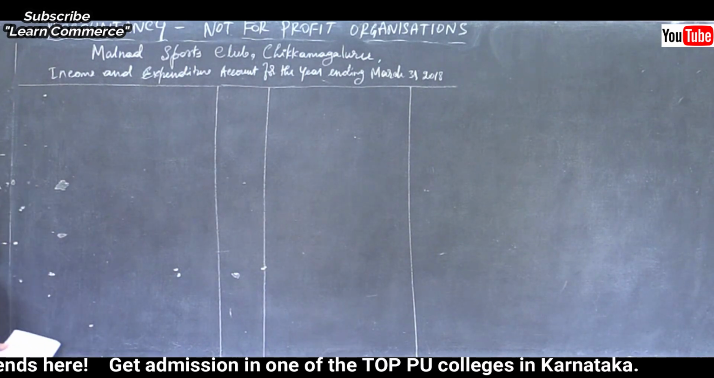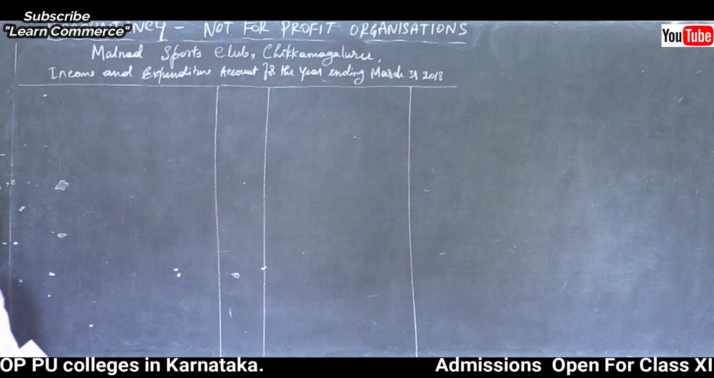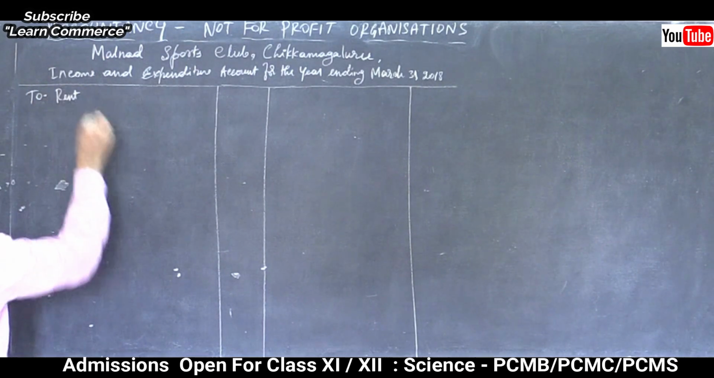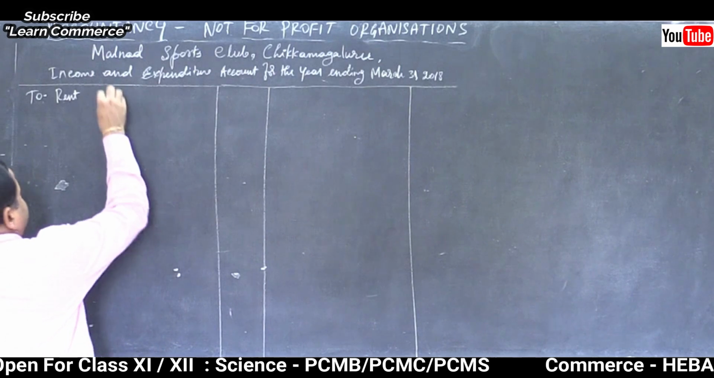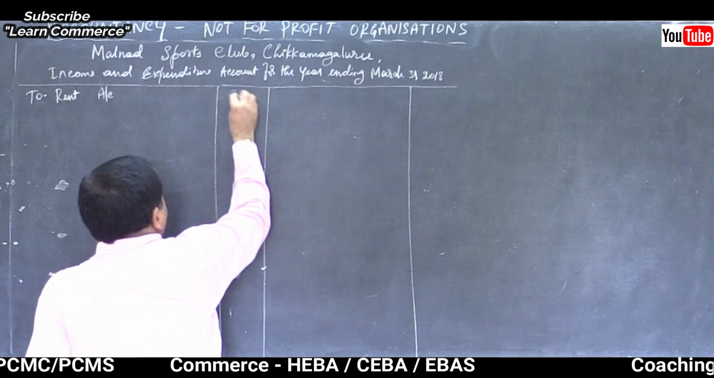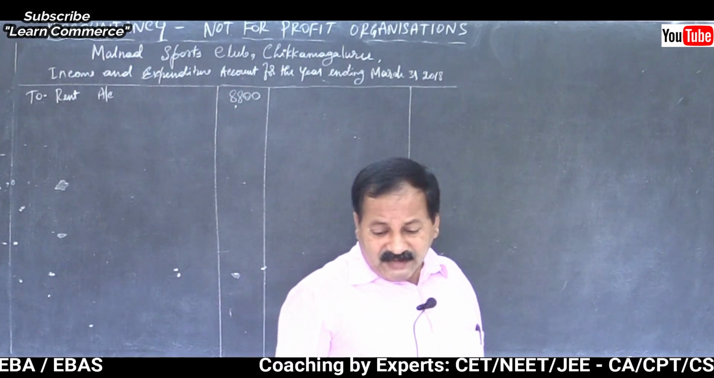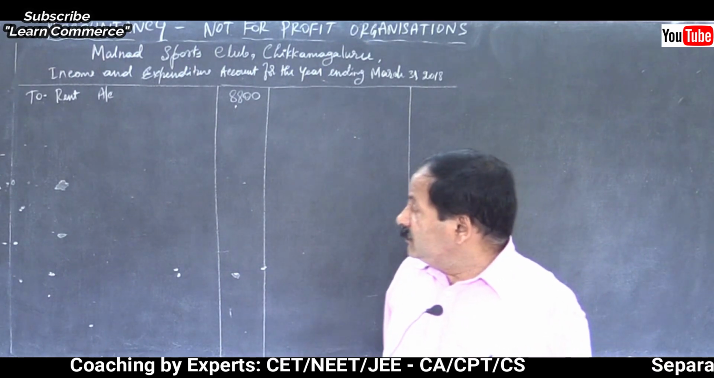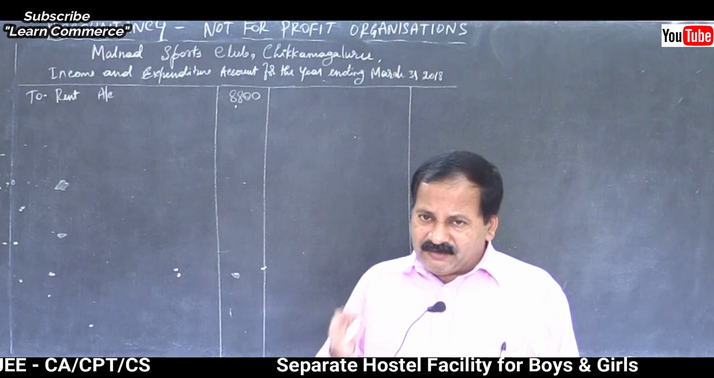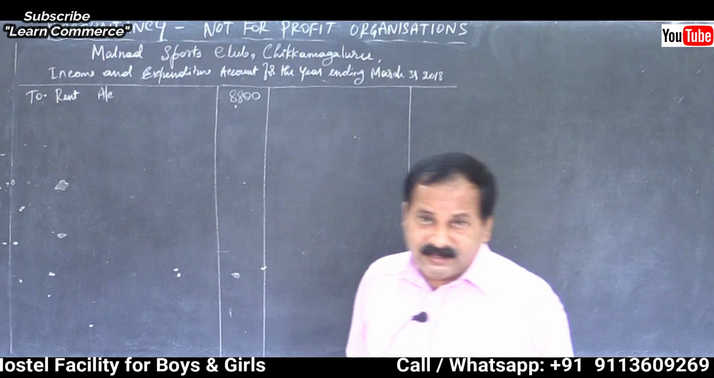Let us start expenditure side. Expenditure, income, right? To rent. No change, as it is. Take only current year's figure 8,800. Don't ask me, so sir, there is a last year's rent, isn't it? Separately paid. It is paid separately and the amount is shown separately, not included in this, so no question of deduction. Clear?